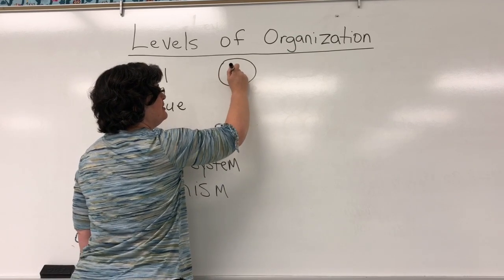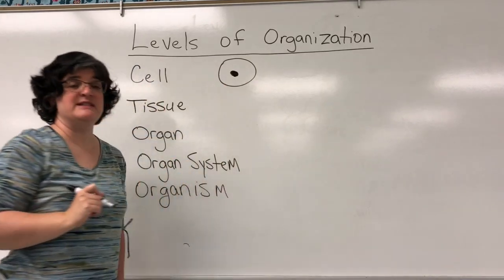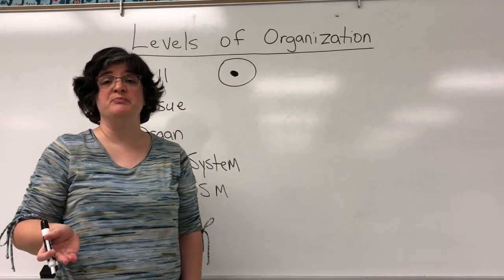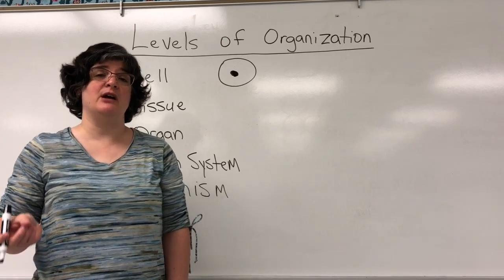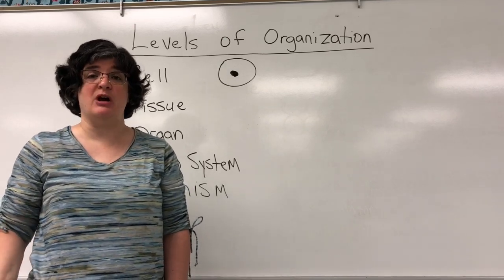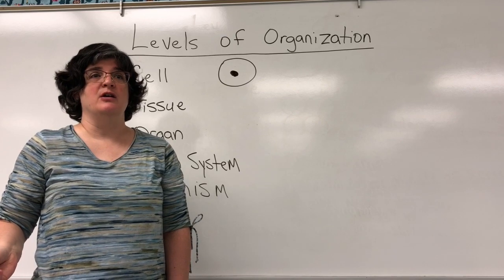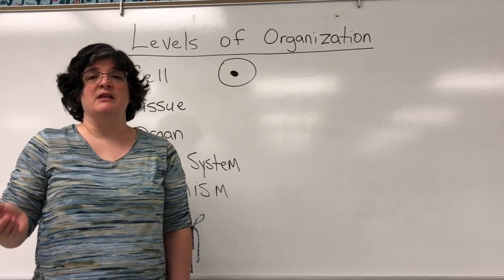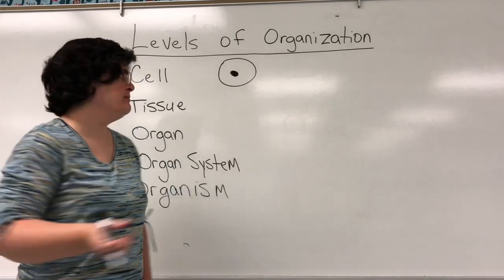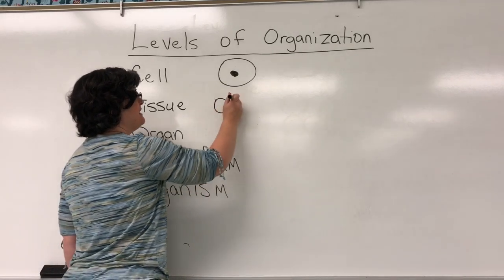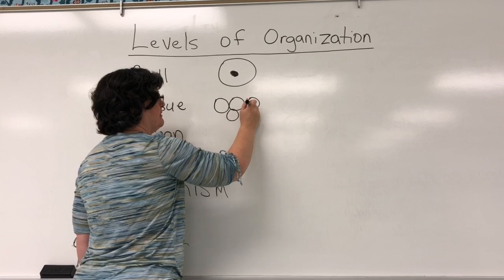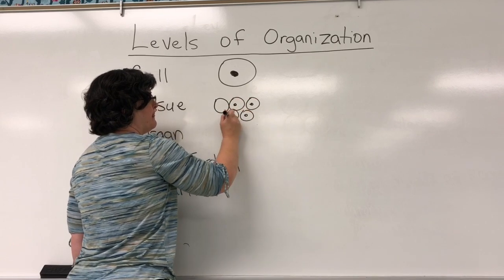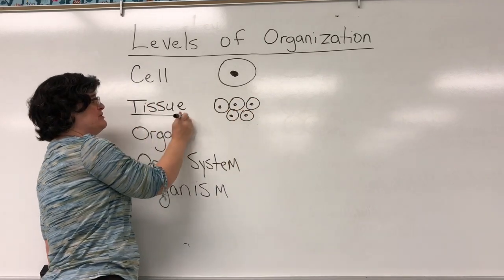So remember, we have unicellular or multicellular organisms. I'm going to focus on multicellular now. If you have a group of cells that do the same job, like red blood cells, that is called a tissue. So we're going to put a group of cells together that do the same thing. That is the word tissue.